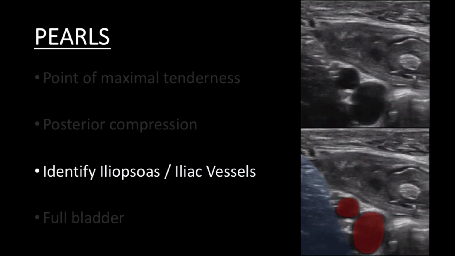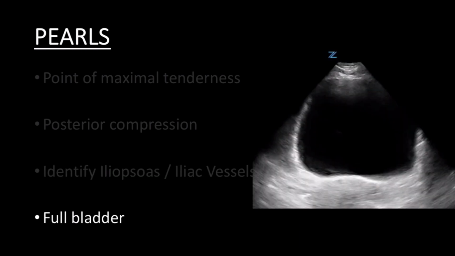If I'm still having difficulty with visualization, I next look for the iliopsoas muscle and iliac vessels. The muscle is highlighted in blue and the vessels in red. Identification of these structures helps locate the lateral border of your search area. Additionally, the appendix can be seen just adjacent to these structures, like is shown in this image. Finally, a full bladder can help displace bowel gas and provide an acoustic window that can help with visualization.